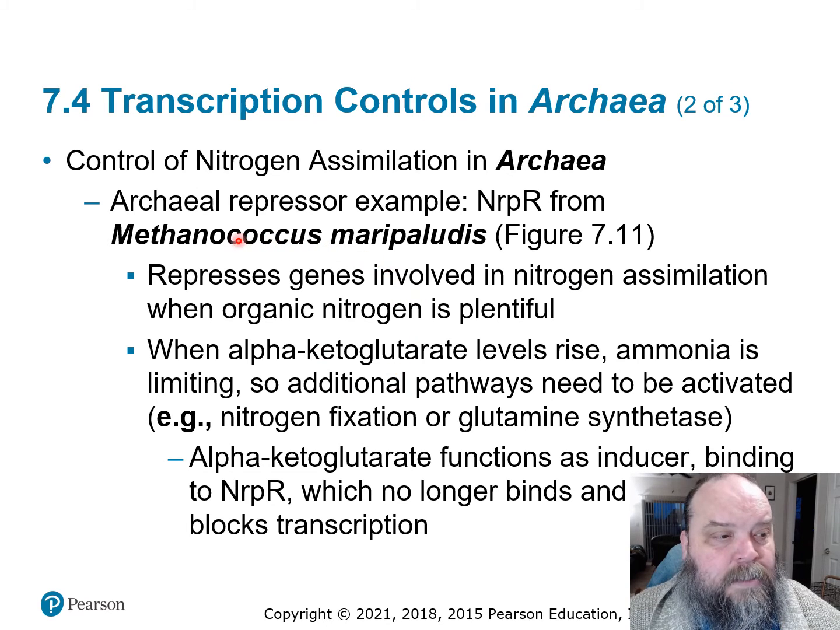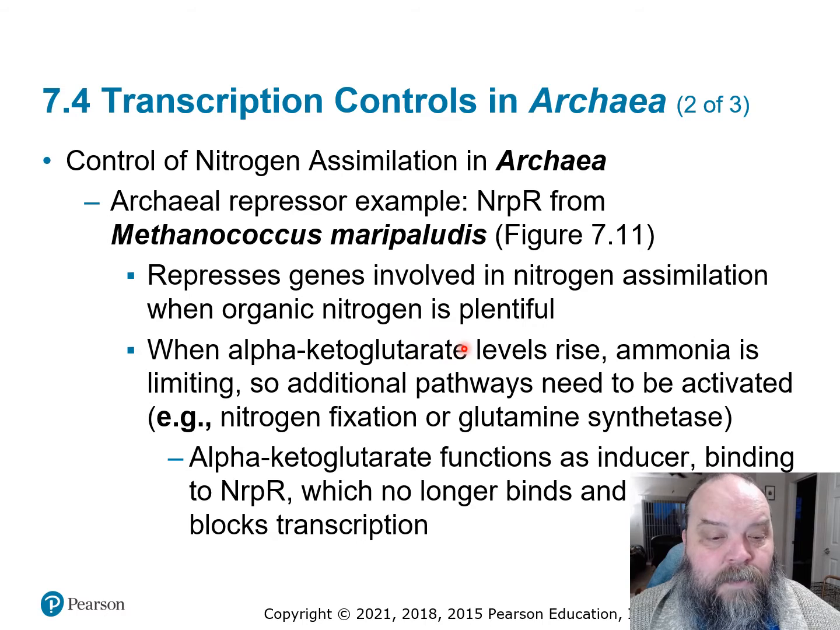Take an example, a repressor protein known as NRPR from Methanococcus maripaludis. We're just going to call it Methanococcus. Repressor genes bind and interfere with expression of genes responsible for nitrogen assimilation or nitrogen fixation.